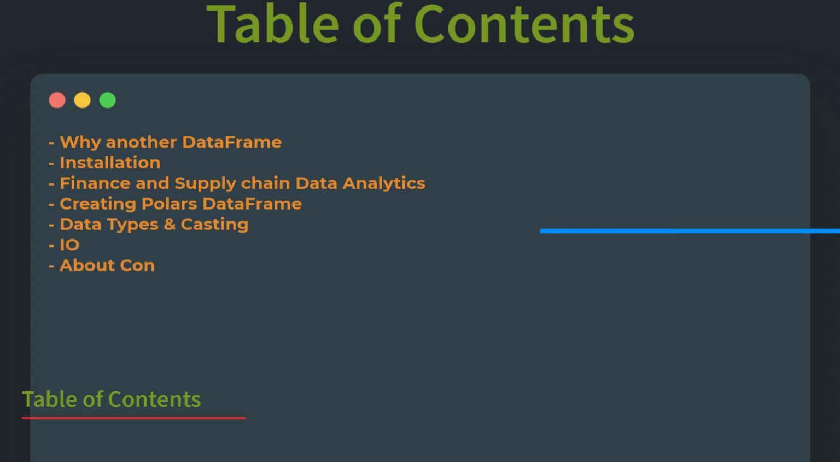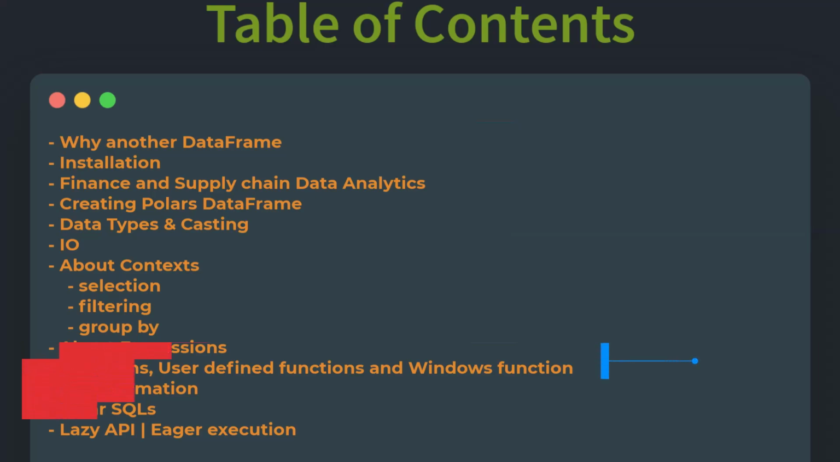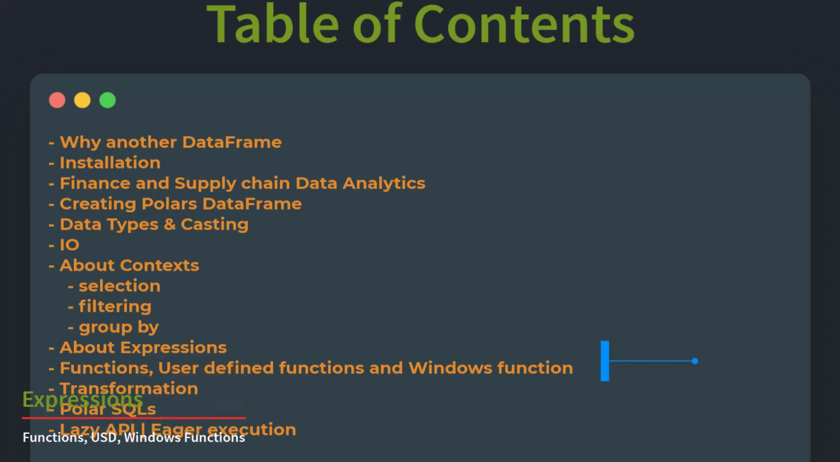In the first few videos, we learned about the Polars DataFrame and we created some dummy data for finance and supply chain. We also learned about data types, IO, context, and expression. In today's video, we are going to learn everything about functions, user-defined functions, and window functions.